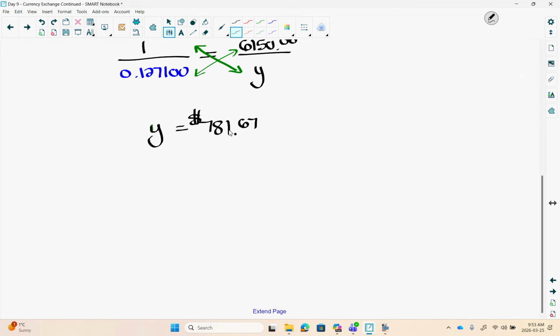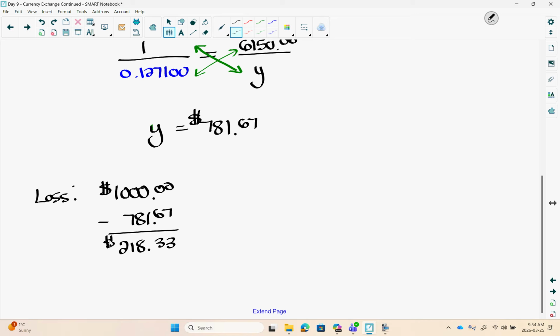I got to subtract. So to figure out the loss, in this case, I would take the $1,000 that I started with. I would subtract $781.67. And that's going to give me $218.33. Okay, so I'm out. The bank made $218.33 off me today. Banks will do that to you.